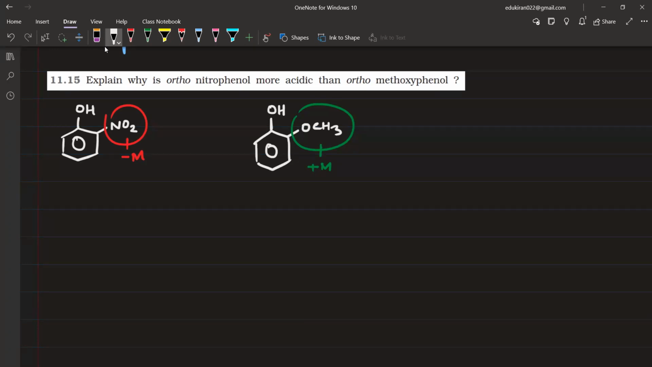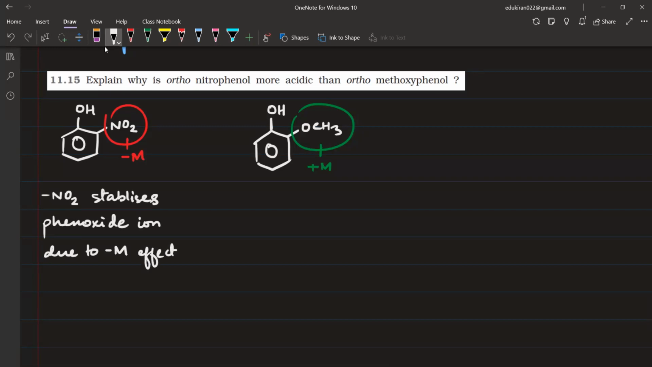Fine. Now, what is minus M doing? It is taking the electron density from the phenoxide ion. So you will write this stabilizes it, minus M. You will write it like this, NO2. Also, it is in ortho position, so that is why we are looking at plus M or minus M. Otherwise, we would have looked at minus I or plus I if it was in the meta position. Okay. So please write here: NO2 stabilizes phenoxide ion due to minus M effect.